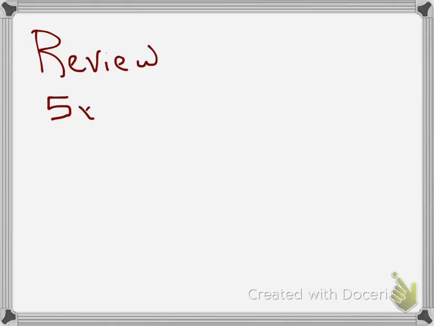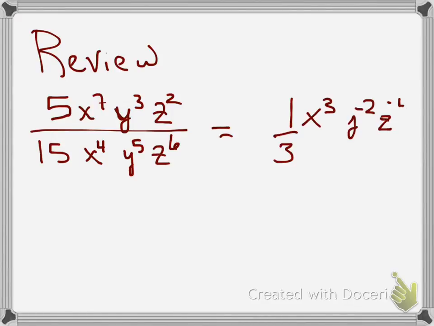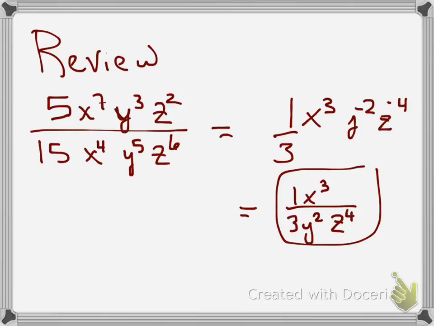Let's do a review here. So we did stuff like this where we divided before, and we subtracted the exponents. But you notice here, like we said, 5 over 15 is 1/3, and then we said 7 minus 4, and I'm going to slow this down for a second. 7 minus 4 was 3, 3 minus 5 was -2, and 2 minus 6 was -4. And then I said negative exponents went to the bottom, and positive exponents stay on top, and you get something like that. Okay? Well, that works when it's a monomial divided by a monomial.